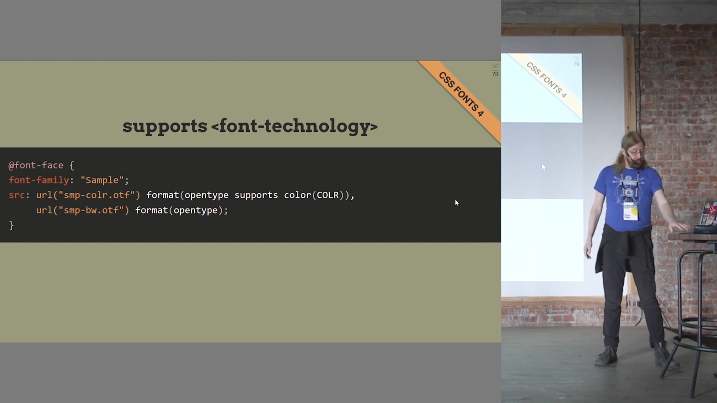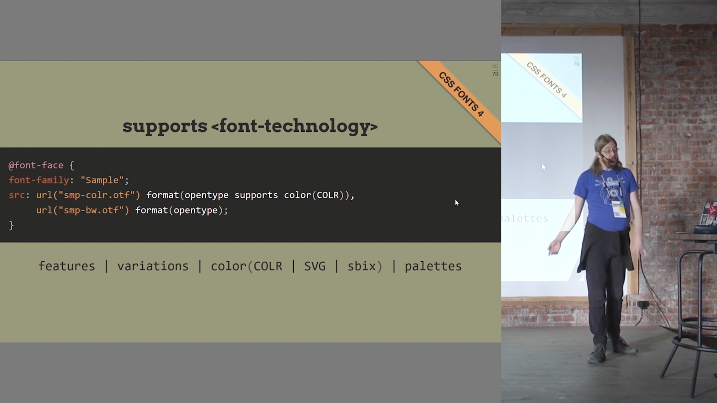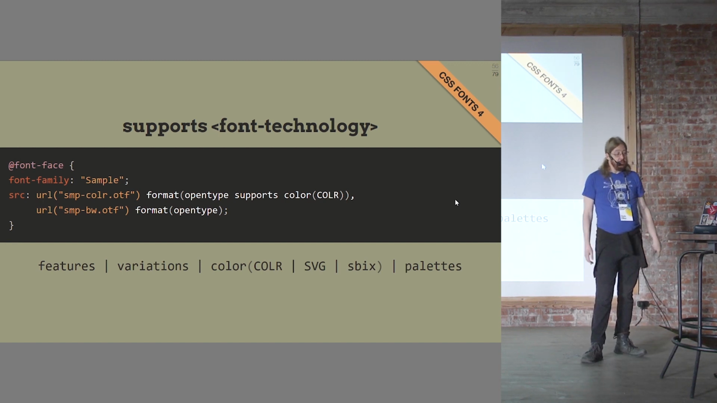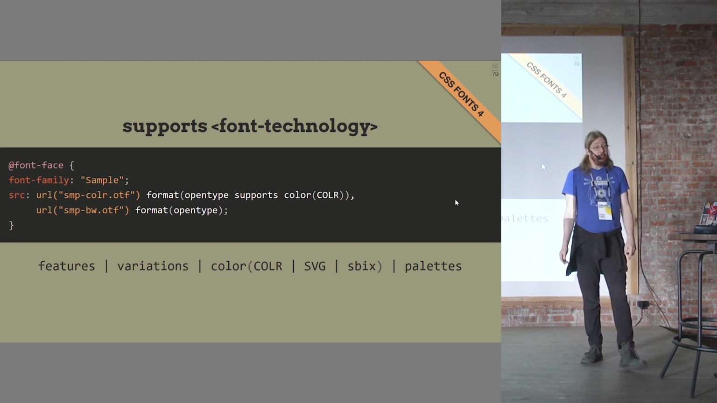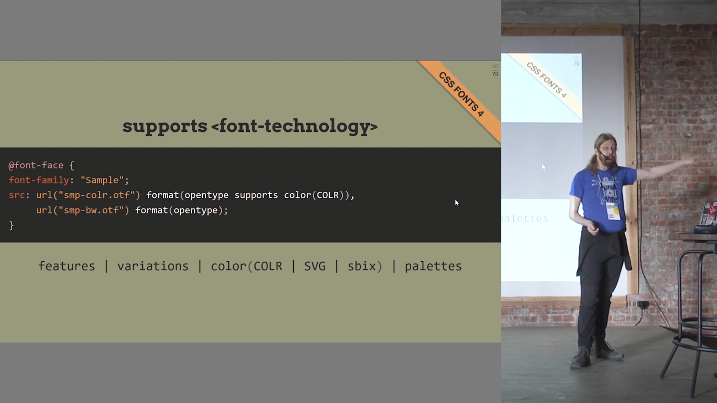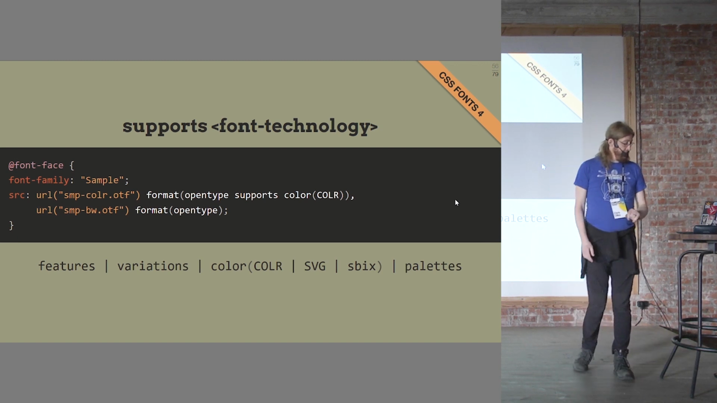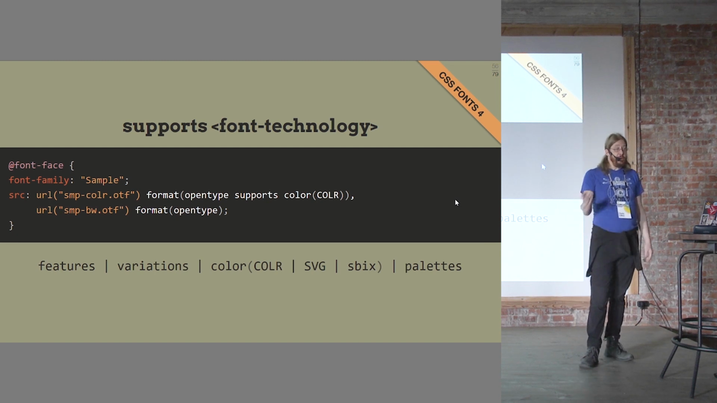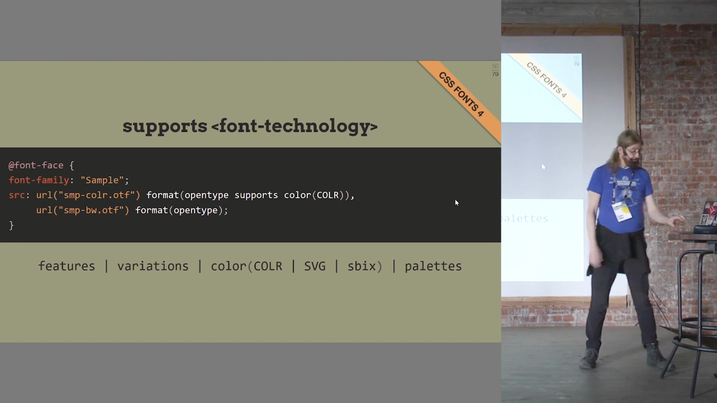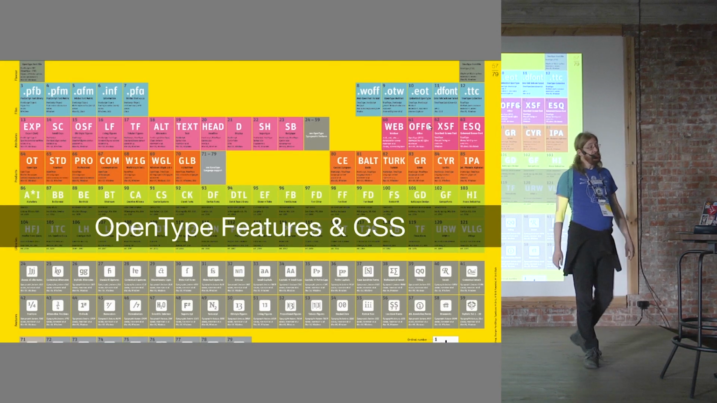So supports is new, and what can you do with it? You can see whether you support OpenType features, whether you support variations, whether you support the various types of color, and whether you support color palettes. So for example, if you didn't support color palettes, you might want to download a different font that you've hard-coded different colors into. And since you wouldn't ever want to do that, that's why we need this, because then you can download the font once and recolor it multiple times.